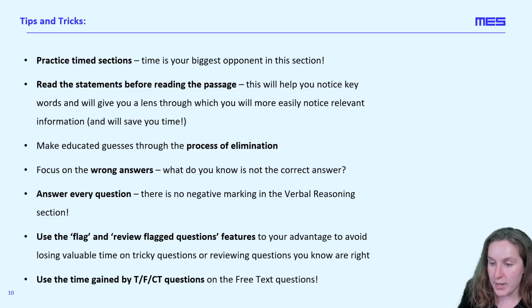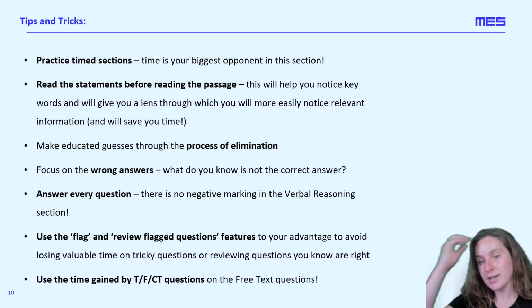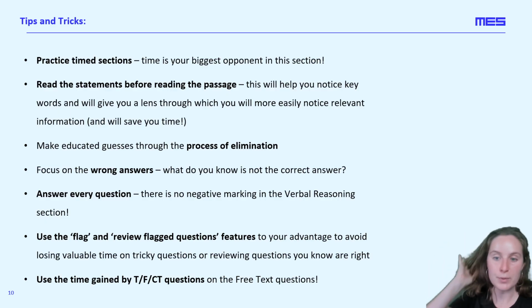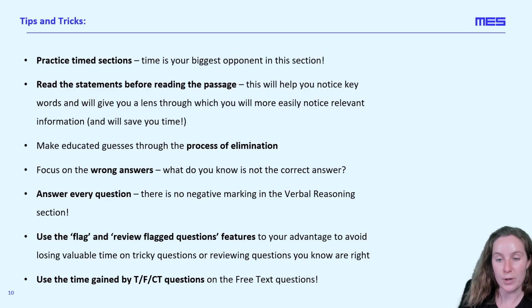Some tips and tricks to guide you for more support. Practice timed sessions and sections of the verbal reasoning part of the exam because time is your biggest opponent in this section. 22 minutes will go by very quickly. You want to read the statements before reading the passage. This will help you find key words and they will stand out to you more easily because you'll know what you're looking for as you skim the passage.